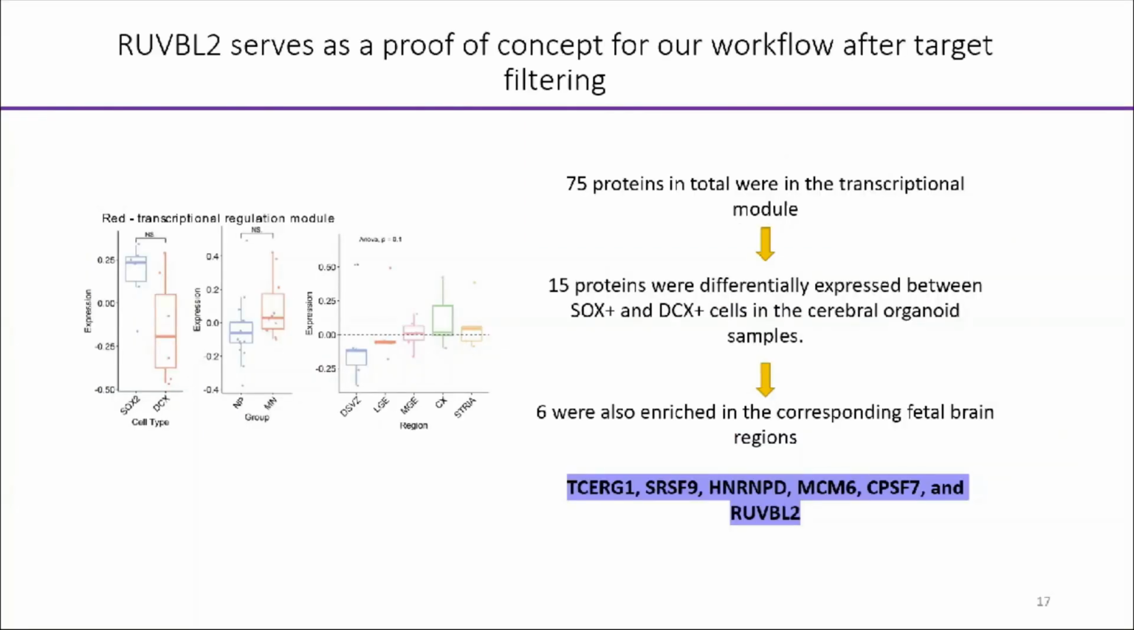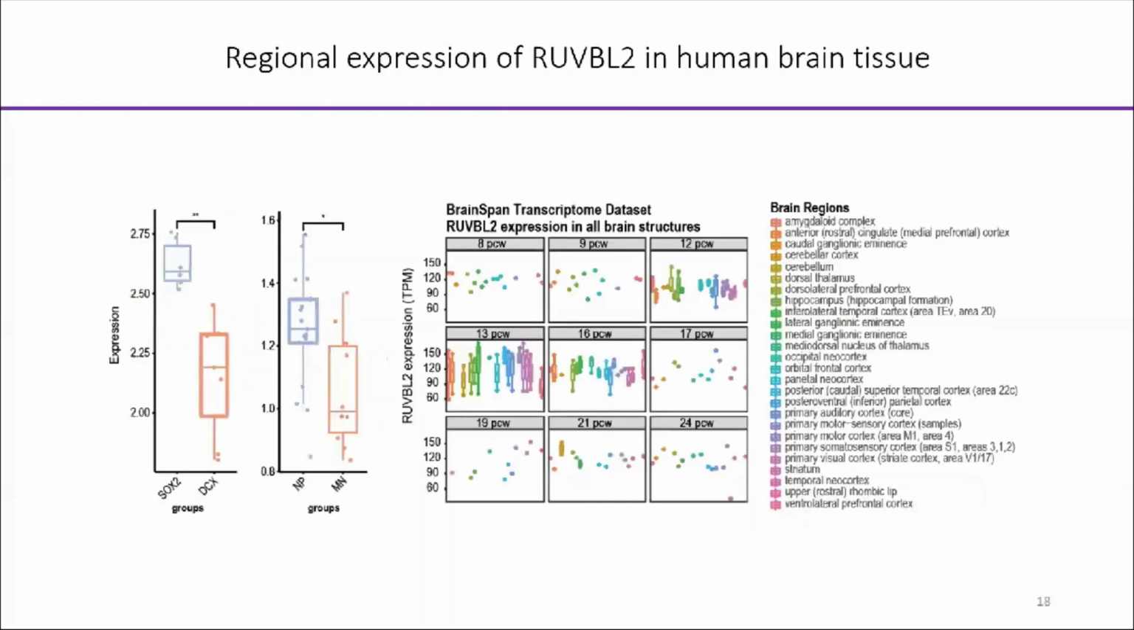Given the well-documented cell-type-specific roles of other transcriptional regulatory genes in neurodevelopment and disease, we reasoned there could still be interesting individual protein differences within the transcriptional regulation module across the profiled regions and cell types. So we had 75 proteins in total in the transcriptional module, and out of the 6 potential candidates that we filtered down, we ended up having Roofball, the candidate that is going to help us conduct the validation experiments.